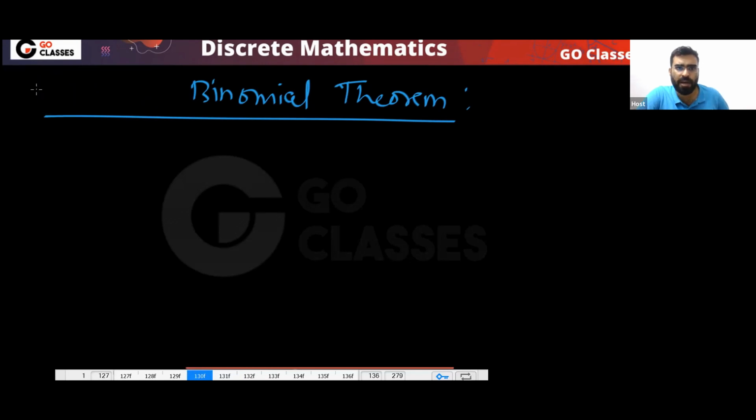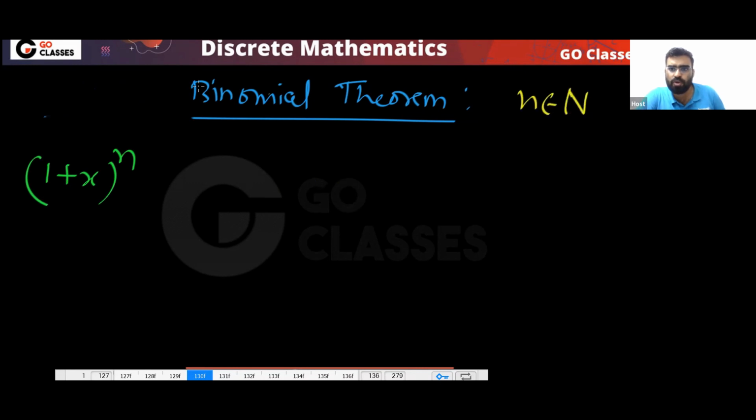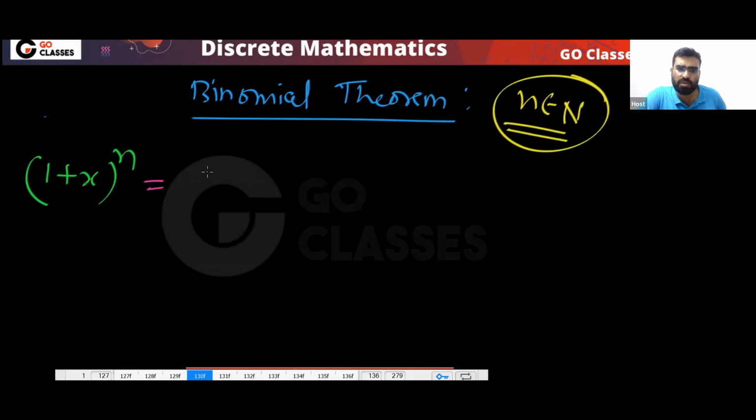You already know the binomial theorem. In the binomial theorem, what I told you, you have something like (1 plus x) power n. Here this n should be a positive integer, or I can say a whole number, or a natural number. In this situation, you know the answer.